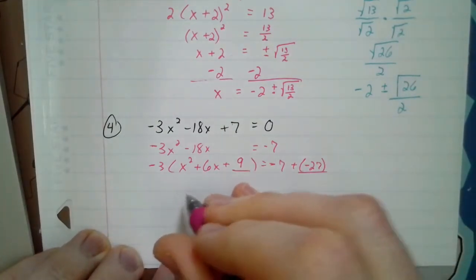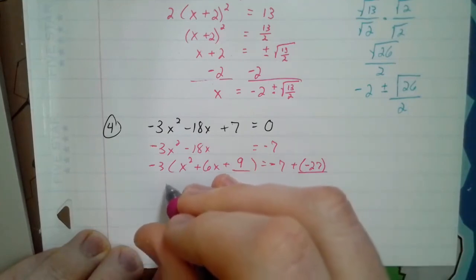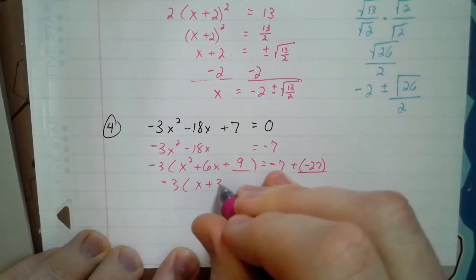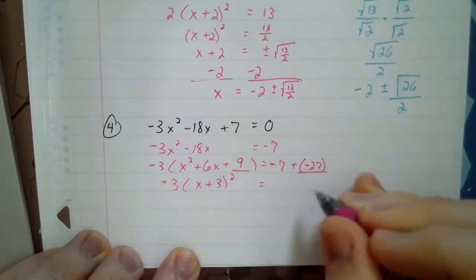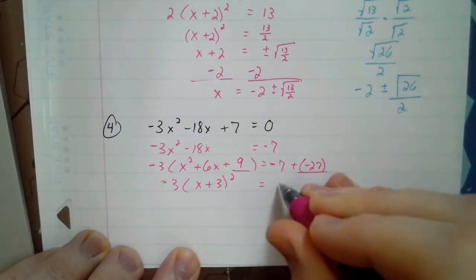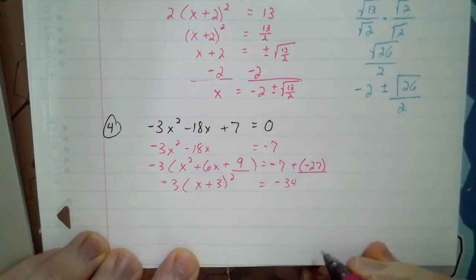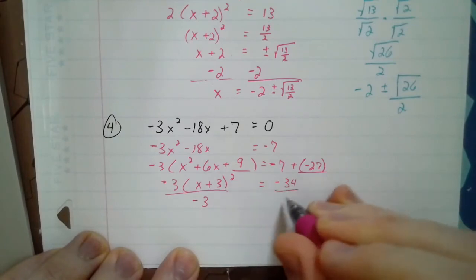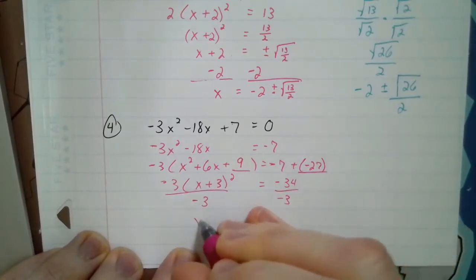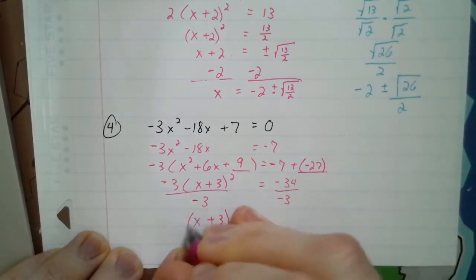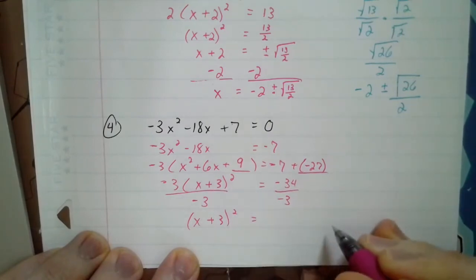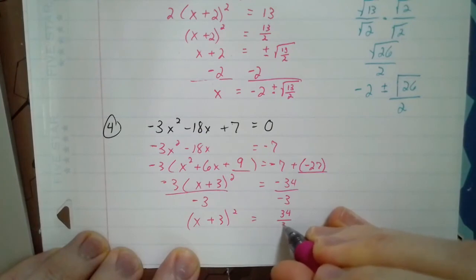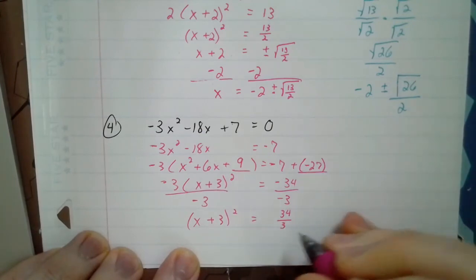So here, I end up with negative 3 times x plus 3 squared equals negative 7 plus negative 27, which is negative 34. I'm going to divide each side by negative 3. I end up with x plus 3 squared equals, and we'll just leave it as 34 thirds. A negative divided by a negative is a positive. Take the square root of each side.